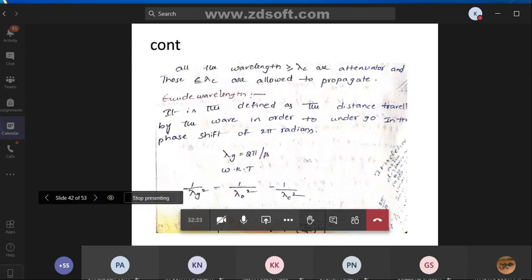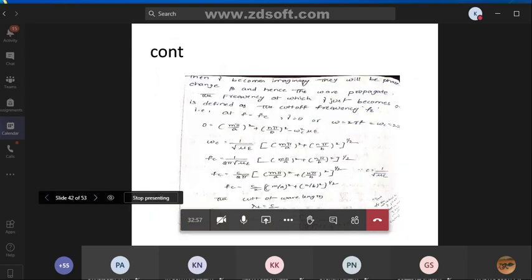So here, all the wavelengths greater than lambda c are attenuated and those less than lambda c are allowed to propagate, where lambda c is the cutoff wavelength. We can find the cutoff wavelength from the cutoff frequency, right?